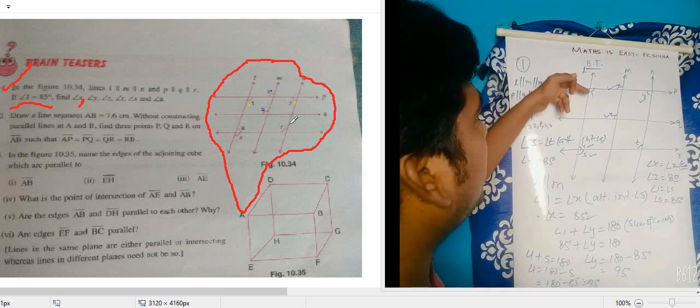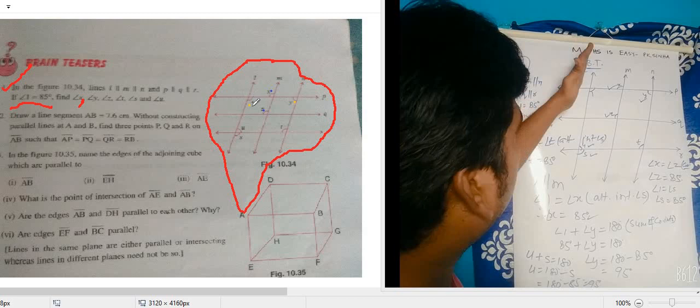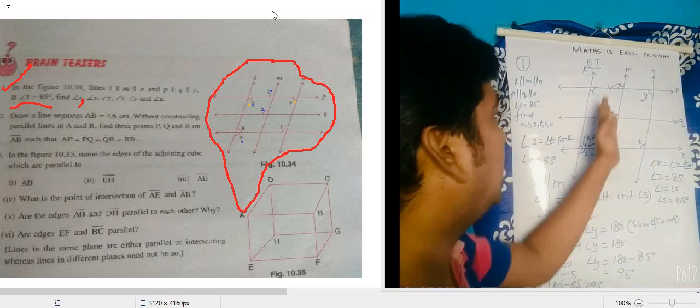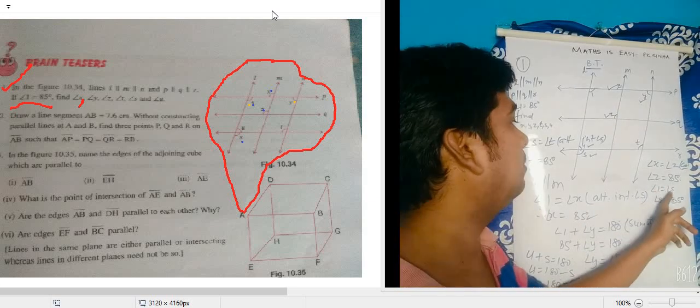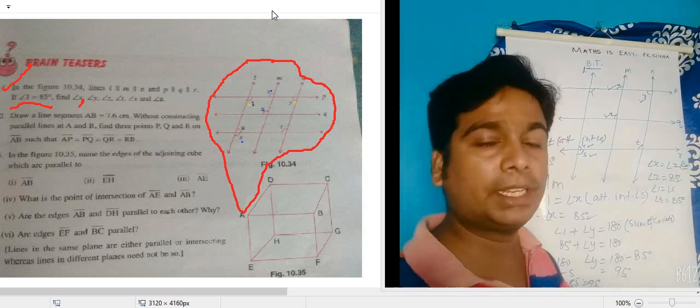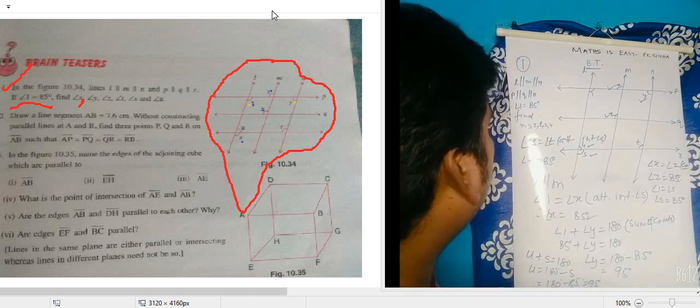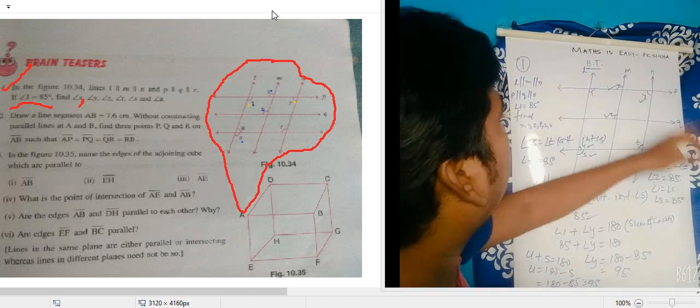Alright. Now when we see angle 1 and angle S, P is parallel to R and L is a transversal. 1 and S are also corresponding angles, students. And we know that corresponding angles are also equal. That's why angle 1 will be equal to angle S. So the value of angle S will be 85 degrees.